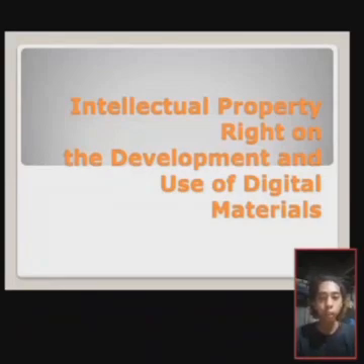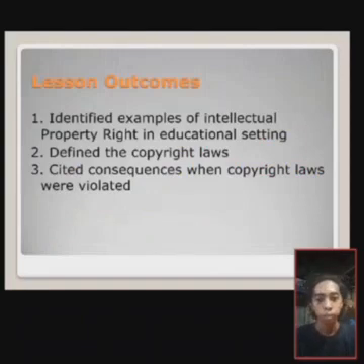I will discuss the intellectual property right on the development and use of digital materials. Our lesson outcomes: Number 1, identify examples of intellectual property right in educational setting. Define the copyright laws. Cite the consequence when copyright laws were violated.